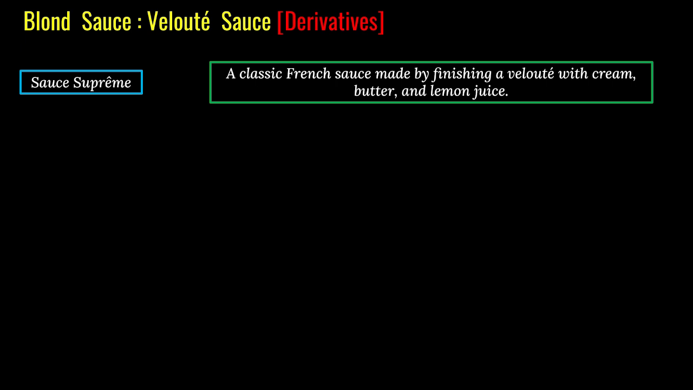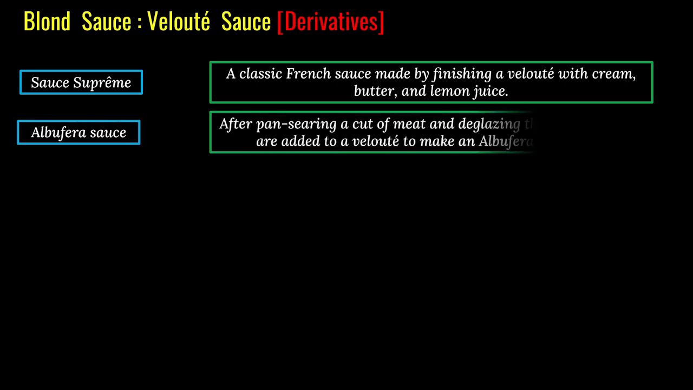Now obviously it is time to know the derivatives. We can prepare sauce supreme, a classic French sauce made by finishing a velouté with cream, butter and lemon juice. Albufera sauce: after pan searing a cut of meat and deglazing the pan, the juices are added to a velouté to make an albufera pan sauce. Whenever you are searing meat, deglaze the pan with wine, collect that juice and put it in the velouté, and the velouté will be transformed into an albufera pan sauce.